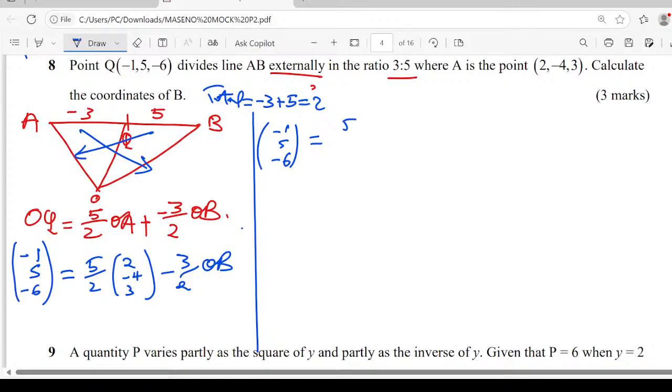So when I take 5 over 2 times -4, I get -10. So this will be -10. Then 5 over 2 times 3, I'm getting 7.5.